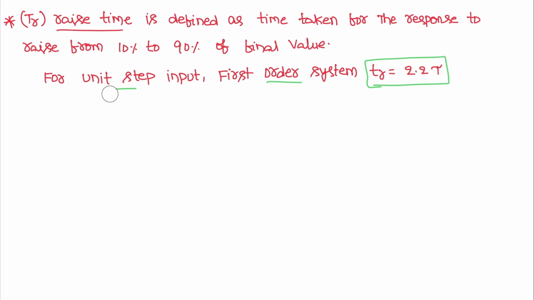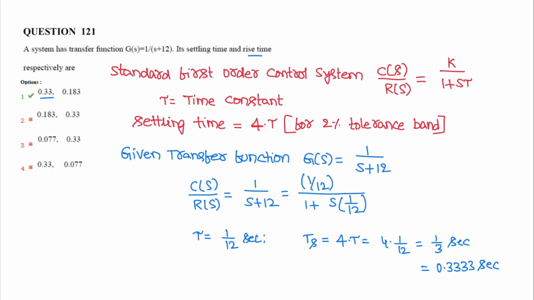So we know that τ is 1/12 seconds. So rise time is 2.2 into 1/12 seconds. On calculation, its value is 0.183 seconds. Therefore, rise time is 0.183 seconds and settling time is 0.33 seconds. Correct option is option 1.